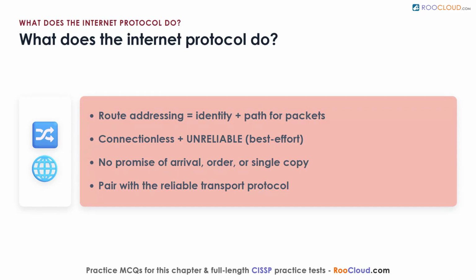So what does the Internet Protocol itself do? It provides root addressing for packets, and that addressing is the foundation of global communication. It gives every packet an identity and prescribes a path, but notice its personality. It is connectionless and unreliable. It does not promise packets will arrive in order, or arrive only once. It simply makes its best effort to find a route, even across a damaged network. That is why you pair it with the reliable transport protocol on top. Think of a determined courier who always tries a route but signs no guarantee.